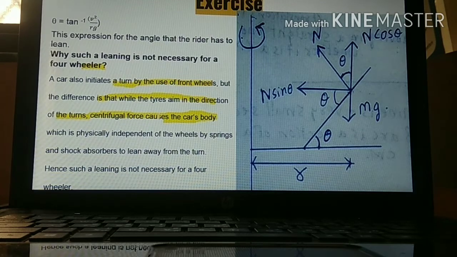Centrifugal force causes the car's body, which is physically independent of the wheels, by the spring and shock absorber. You might know that a car has some sort of spring and shock absorber in front. So therefore the car doesn't need to lean in any direction. Without leaning also the car can just turn, because the car has front wheels which can rotate in whichever direction it wants. Hence such a leaning is not necessary in the case of a four-wheeler.